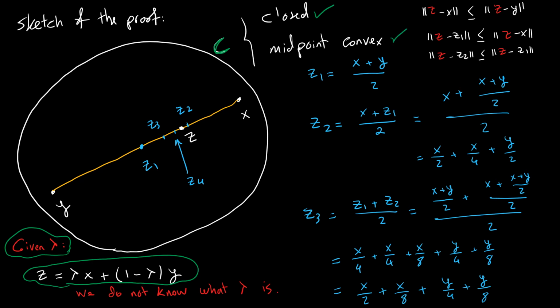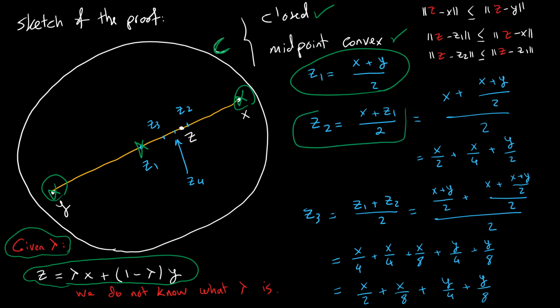So pick 2 points x here and y here. The only operation that I am allowed, because of midpoint convexity, to preserve points in set C is just the average. So I will take the average of x and y. That would be z1 over here. Now I should check if z1 is closer to y or x. In this case, z1 is closer to x, therefore I will add x and take the average, which is this point, and I will end up with z2 right here.